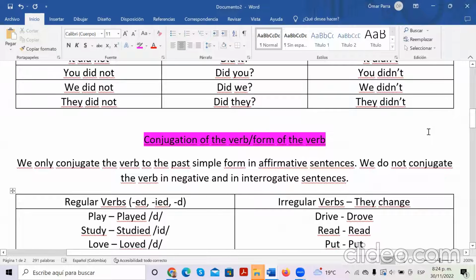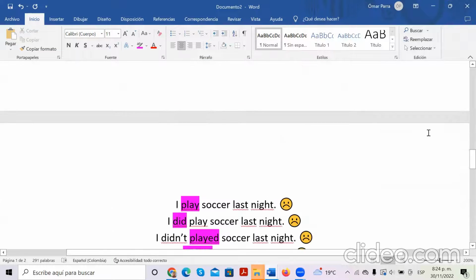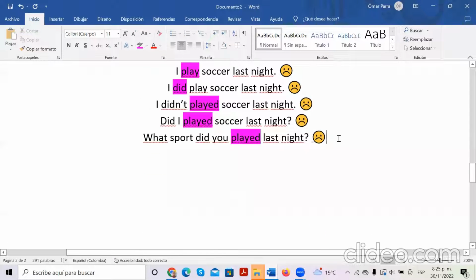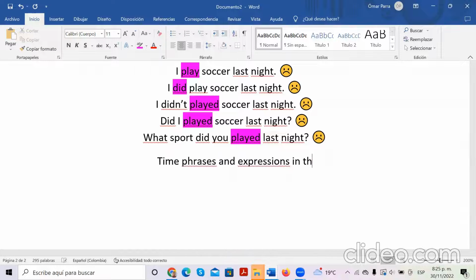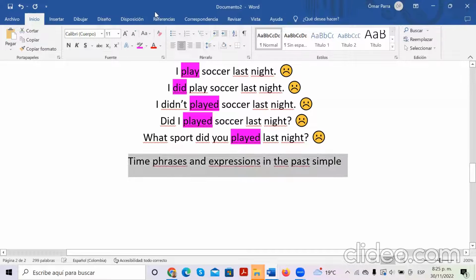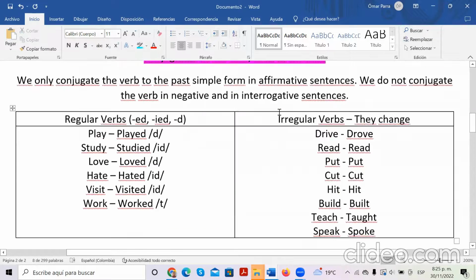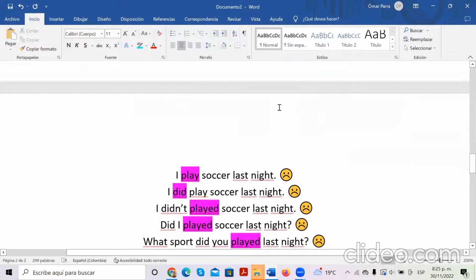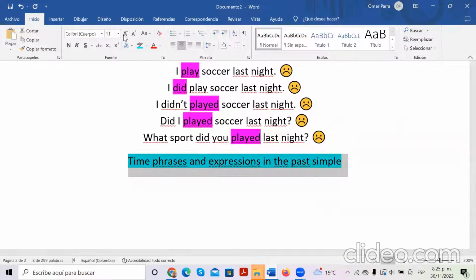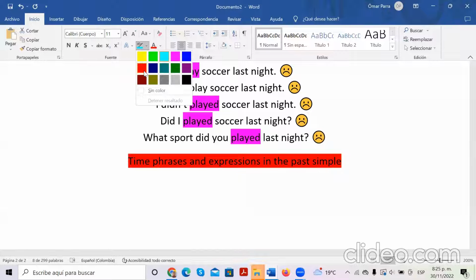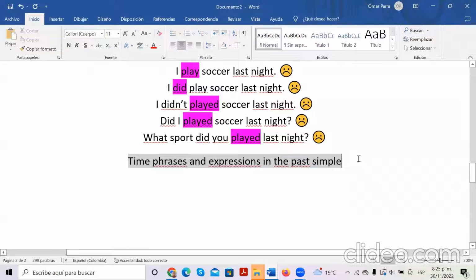Now, third important aspect to consider, it's related to time phrases and expressions in the past simple. Okay, if we want to refer to the past, it is a good idea for us to use a past time expression. Examples of past time expressions in the past simple are as follows.